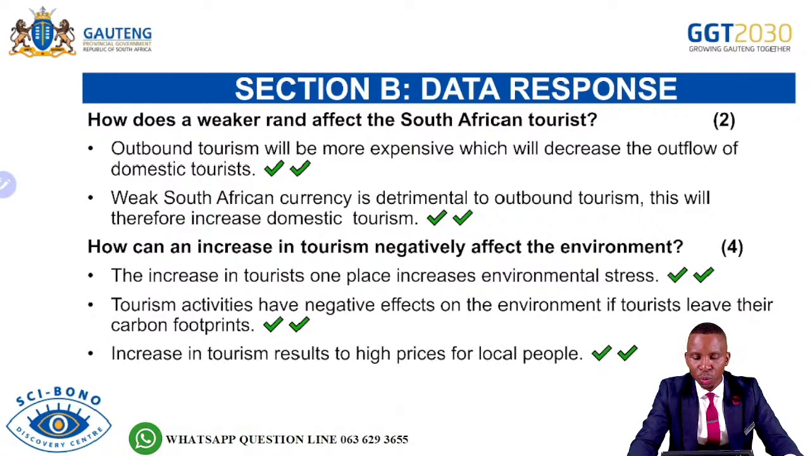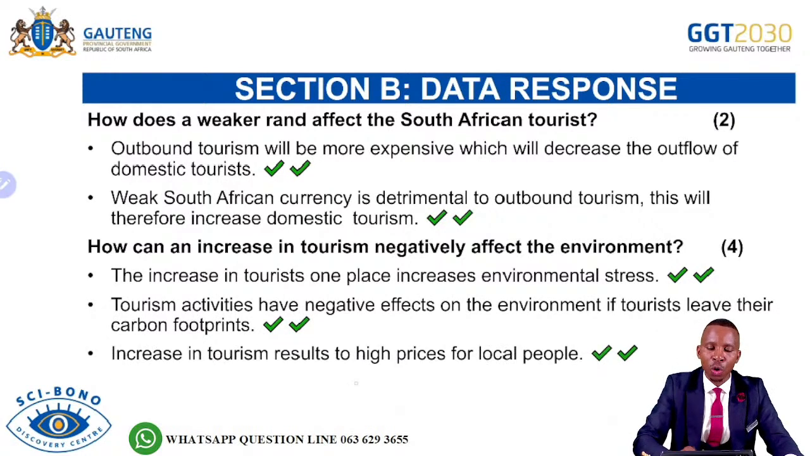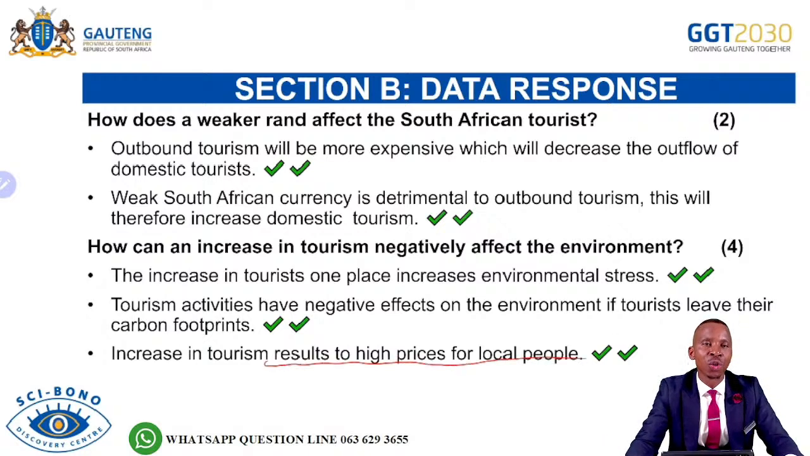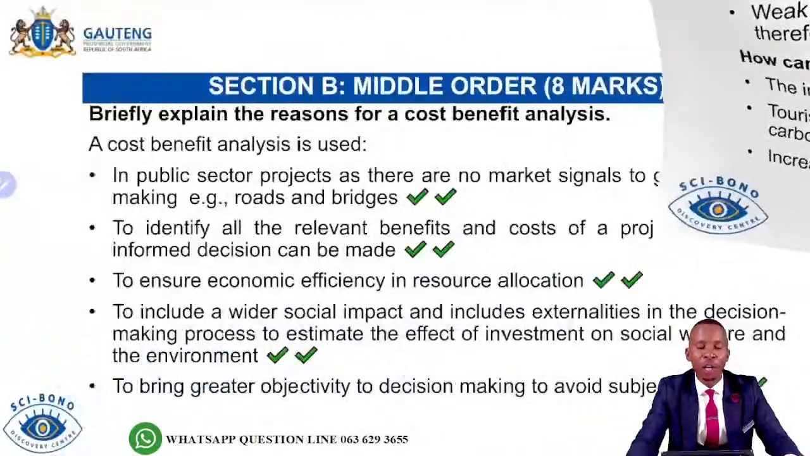An increase in tourism results in high prices for local people. We know that local people find themselves having to pay more money for goods and services locally due to the fact that the area is a hotspot for tourism. So businesses find themselves benefiting the most by increasing their prices, which also affects the local people.